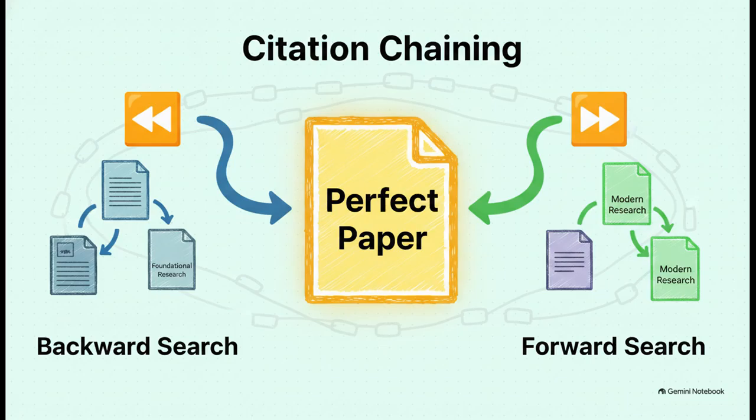Once you finally have that one perfect, highly relevant paper in your hands, it's time to use citation chaining, which means searching both backwards and forwards to rapidly expand your literature web. You look backward by scanning their reference list to see what foundational research they built their ideas upon. Then, you use tools like Google Scholar to look forward, checking the Cited By link to see what new, exciting research has been published building off that exact paper since it was originally written.